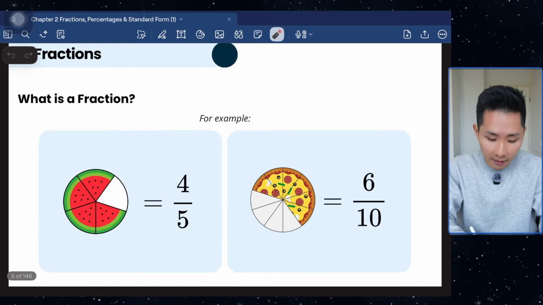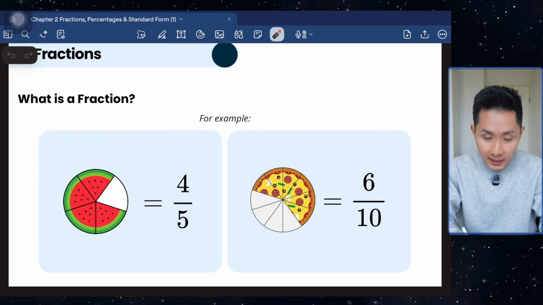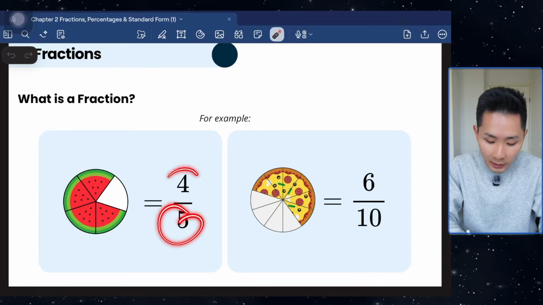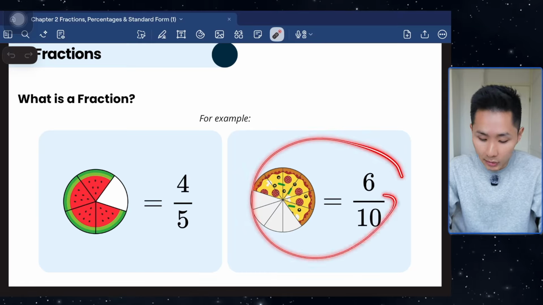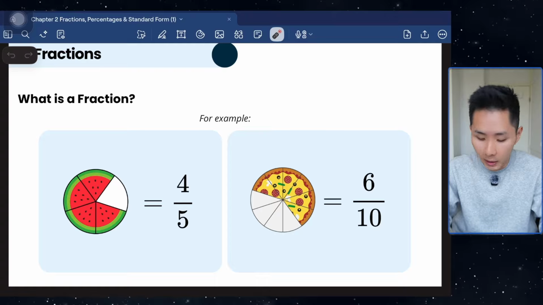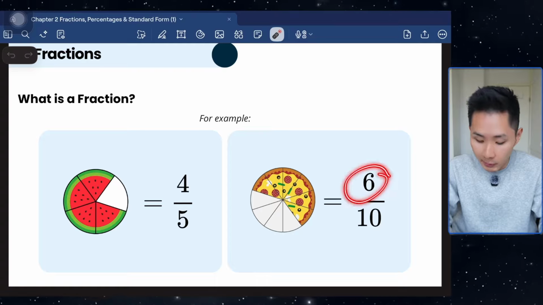For example, I have this watermelon here. So in total, I have 5 parts, but only 4 parts remain. Same goes for this pizza example. How many pieces are remaining? That's 6 pieces out of 10.